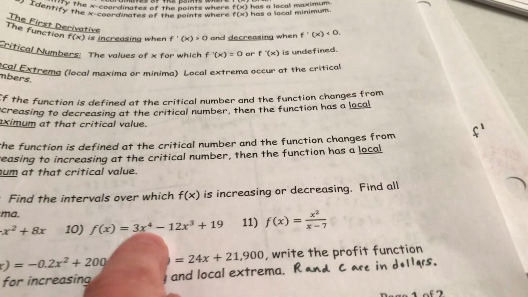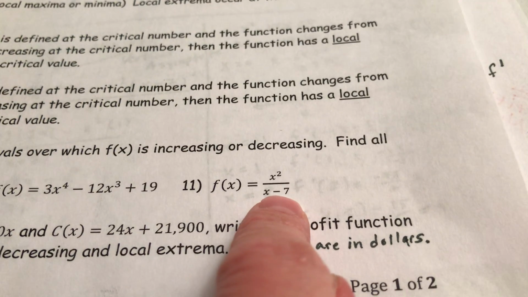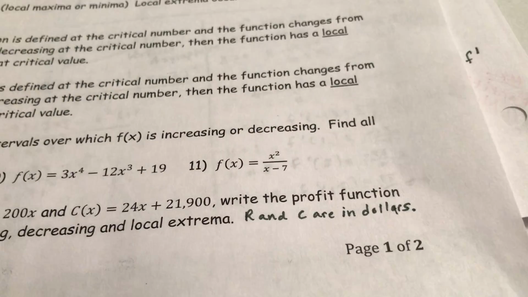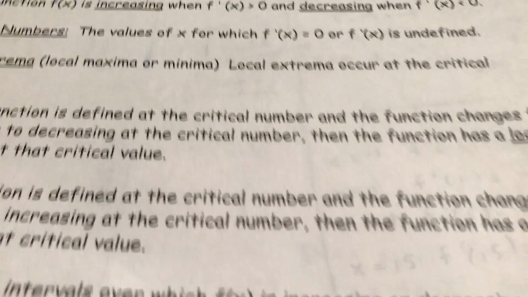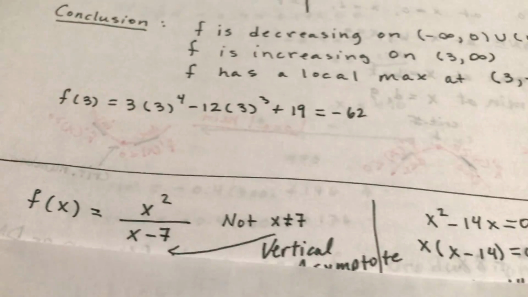And we've done two polynomials. Now we're going to do a rational function. So you have to use the quotient rule to do that function. So let's take a look at where this is. Okay, number 11.